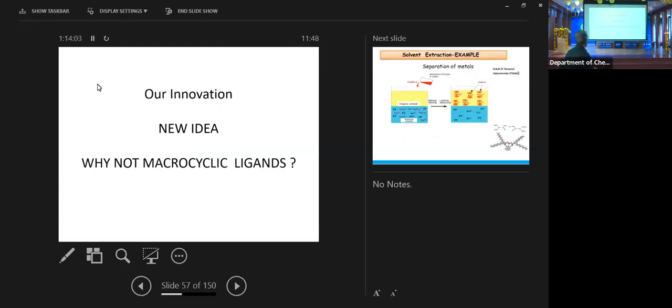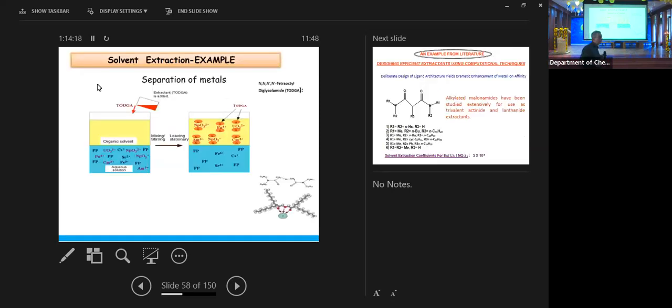Now, we chose, why don't we look for macrocyclic ligands? Because we don't have to dirty our hands. We have computers. You only have to draw the molecule and start looking at that. So what did we do? In the literature we found one example of separation of metals, where TODGA, when it is added, acts as the extractant. You see, it does specific extraction because of this.